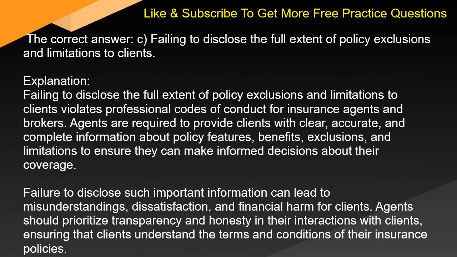The correct answer, C. Failing to disclose the full extent of policy exclusions and limitations to clients. Explanation. Failing to disclose the full extent of policy exclusions and limitations to clients violates professional codes of conduct for insurance agents and brokers. Agents are required to provide clients with clear, accurate, and complete information about policy features, benefits, exclusions, and limitations to ensure they can make informed decisions about their coverage.